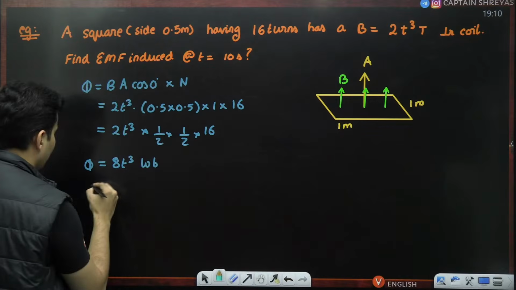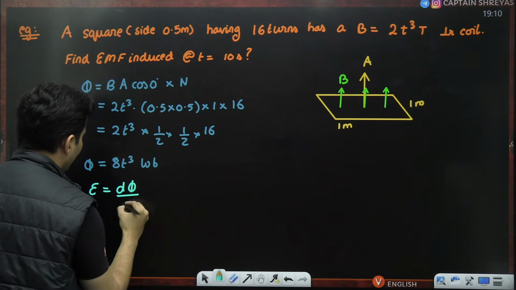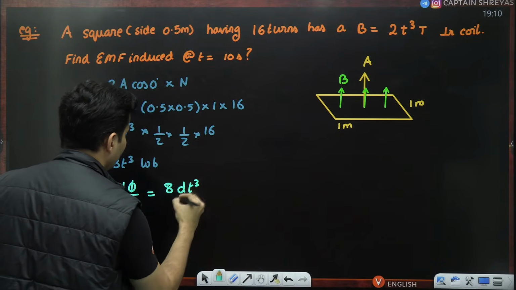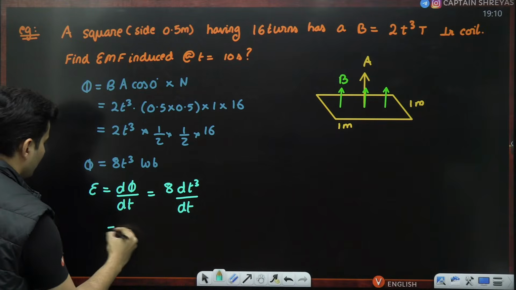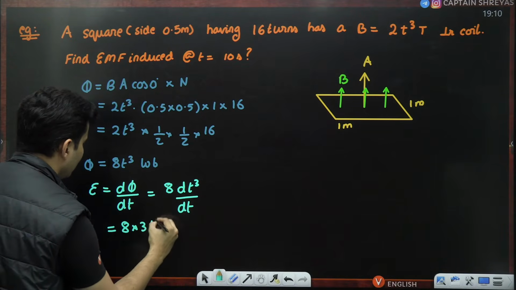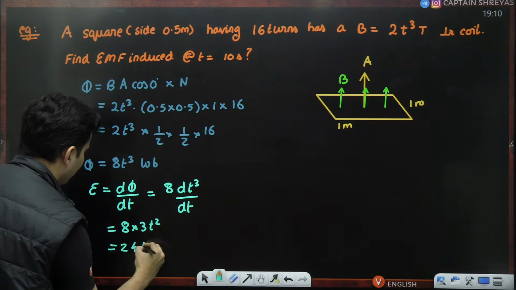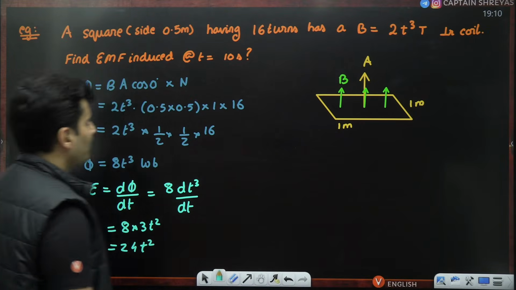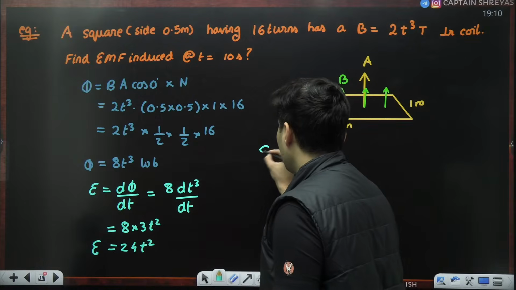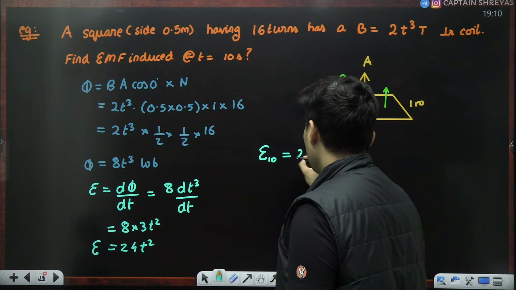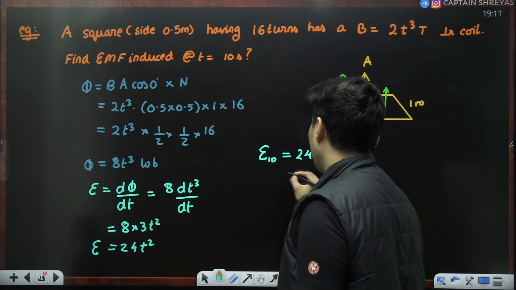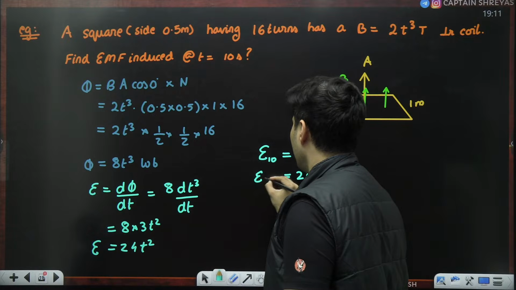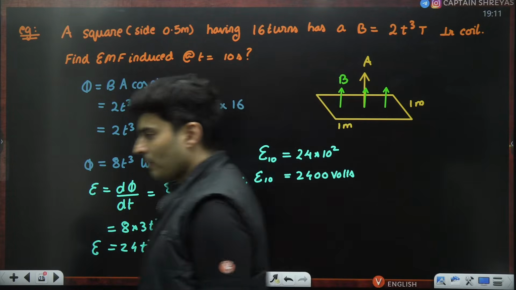Now I can find the EMF. EMF is d phi by dt, magnitude wise, so you just have to take the derivative of t cube with respect to time. That will become 8 multiplied by 3t square, which is nothing but 24t square. That is your induced EMF. But the question says at 10 seconds. So the induced EMF at 10 seconds will be 24 multiplied by 10 square, which is 2400 volts. So that is the answer, the induced EMF at 10 seconds. That's it.